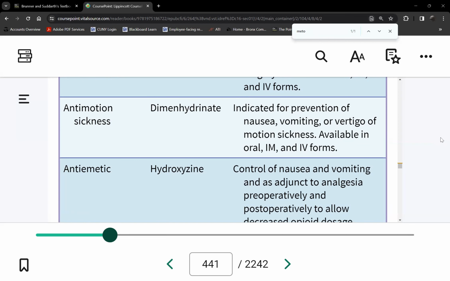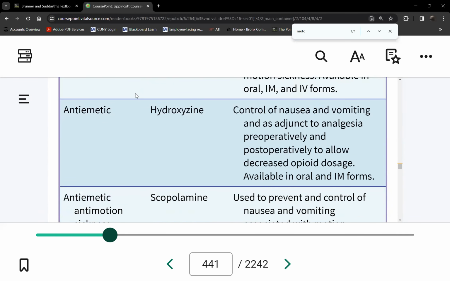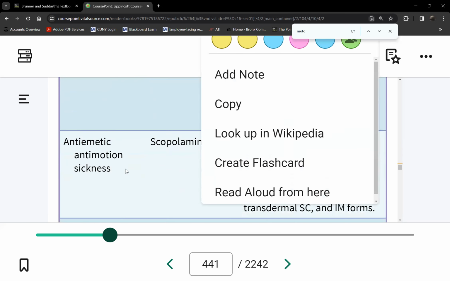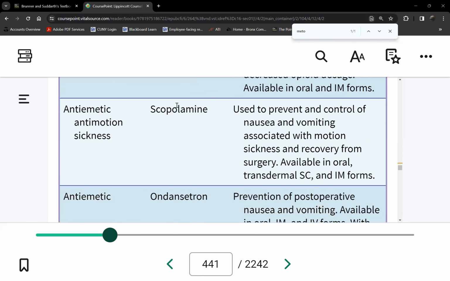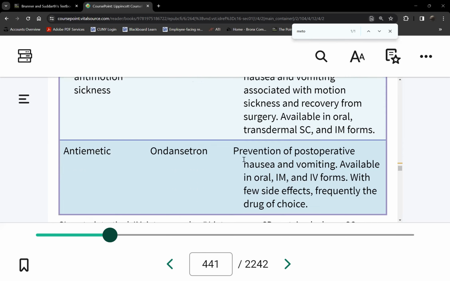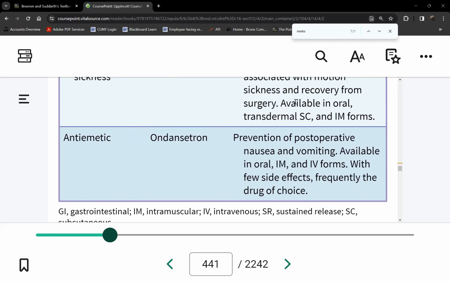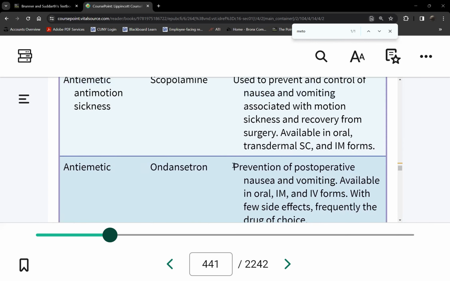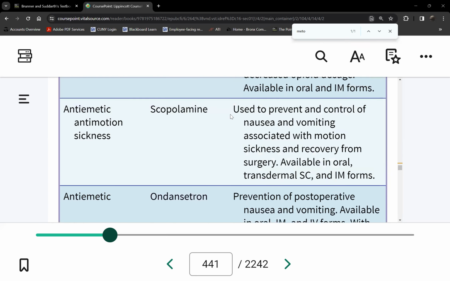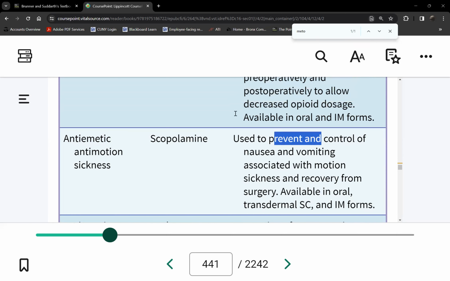Dimenhydrinate, similar to your motion sickness medications. Hydroxyzine or Atarax, you may have heard of Atarax, or Vistaril, that's hydroxyzine. And scopolamine comes in a patch, you put it behind the ear. And ondansetron, your favorite. Okay, so look at the action. This one prevents, okay? So clearly prevention of post-op vomiting. So how do you administer it? For acute nausea or in advance? Advance.